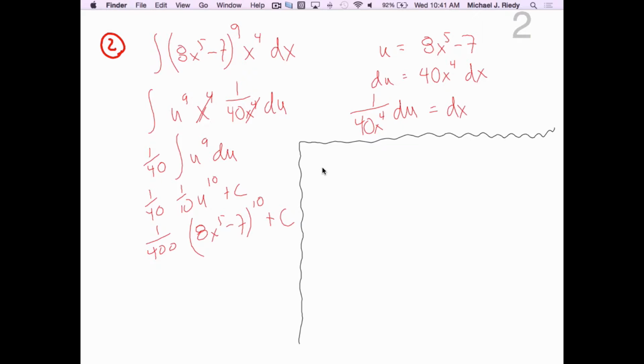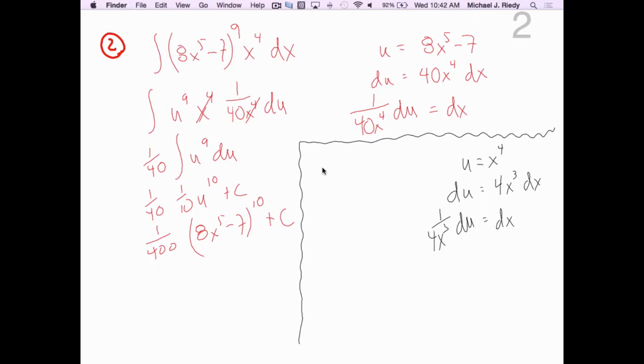So let's suppose Grant didn't bring his A game and he chose x to the 4th to be u. Oh, silly Grant. So du would be equal to, help please? Not plus c, derivatives. dx. You're gonna put plus c's on derivatives and you're gonna do a prime on an integral.